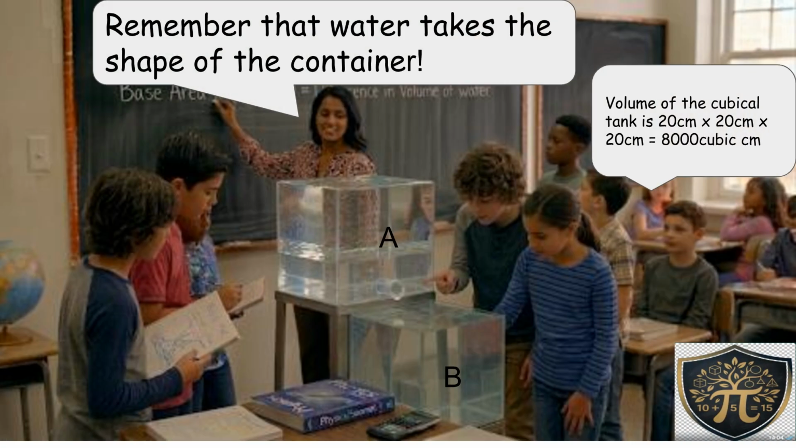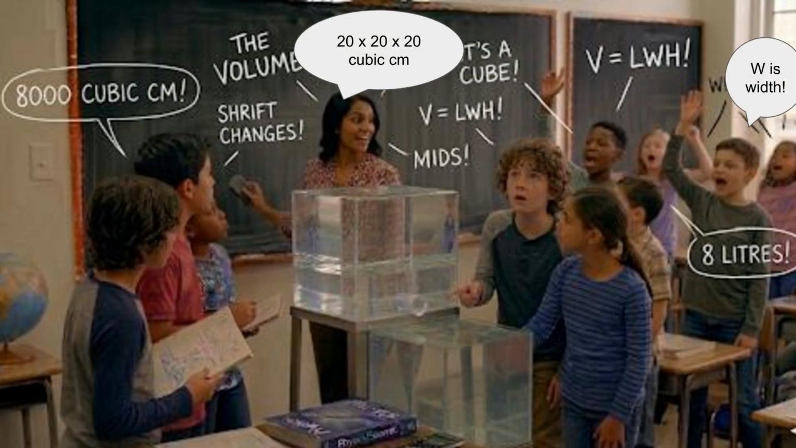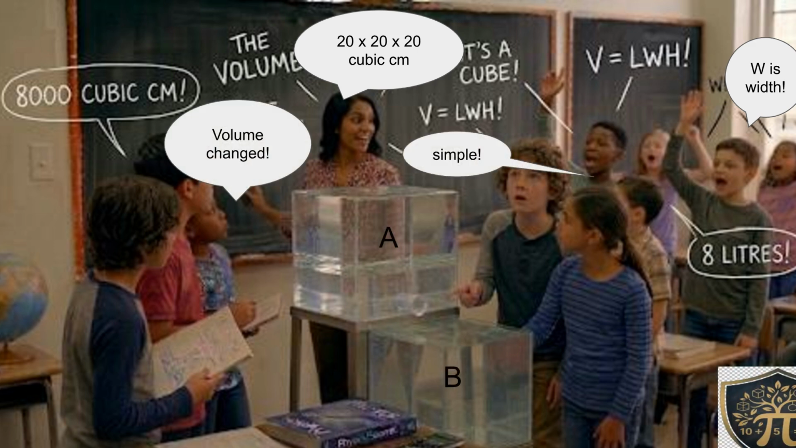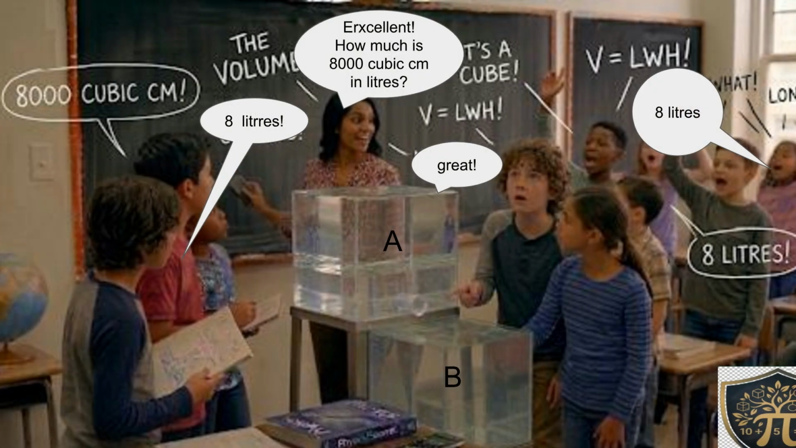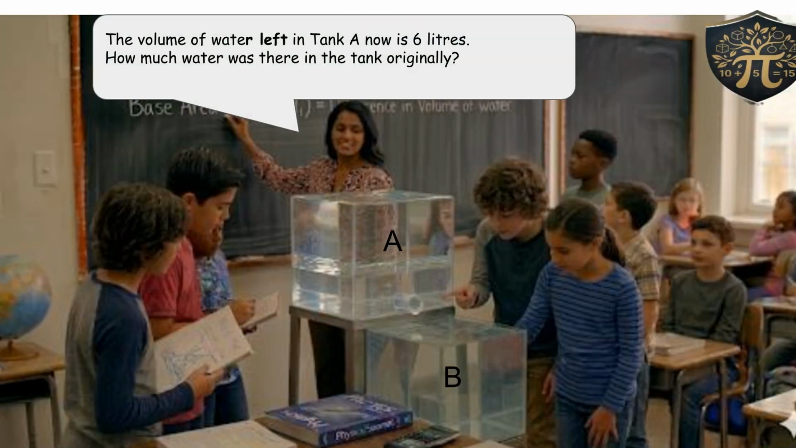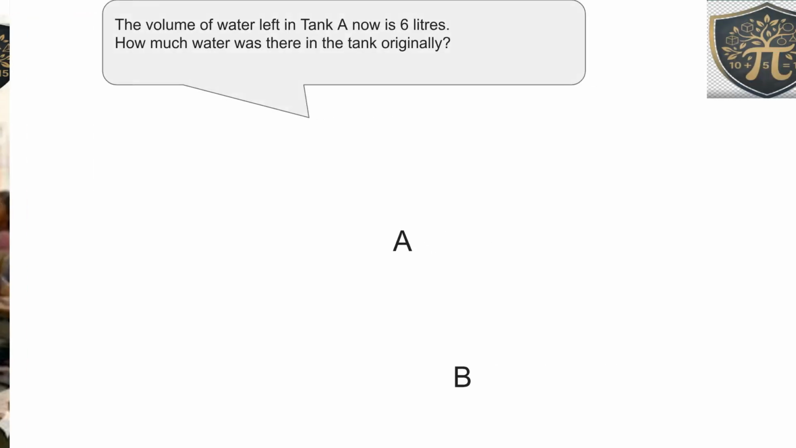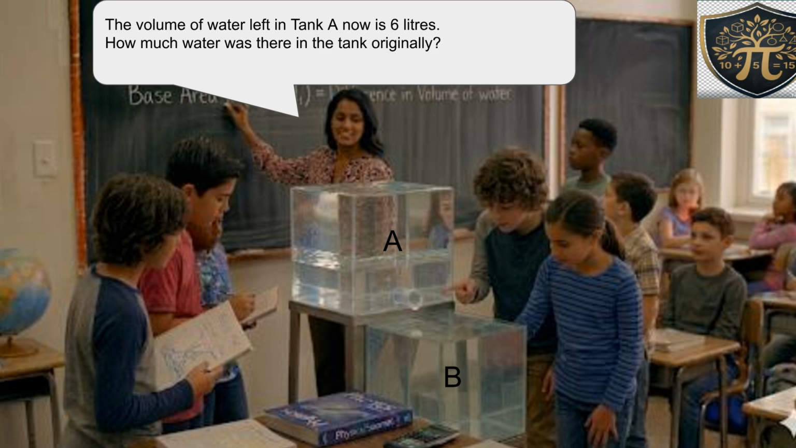Remember, water takes the shape of the container. 20 centimeters times 20 centimeters times 20 centimeters is 8,000 cubic centimeters. Excellent! How much is 8,000 cubic centimeters in liters? The volume of water left in tank A now is 6 liters. How much water was there in the tank originally? 8,000 cubic centimeters equals 8 liters. This is the volume of water used to fill tank B. So 6 plus 8 equals 14 liters is the original volume of water in the tank A.